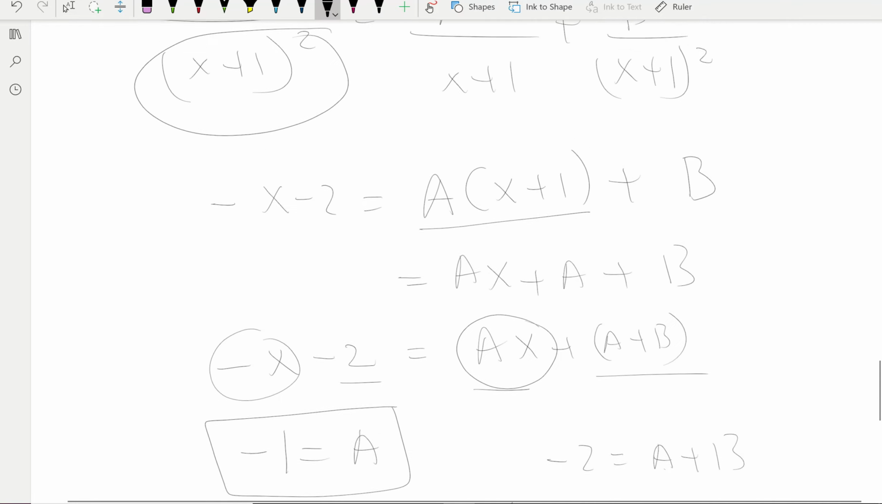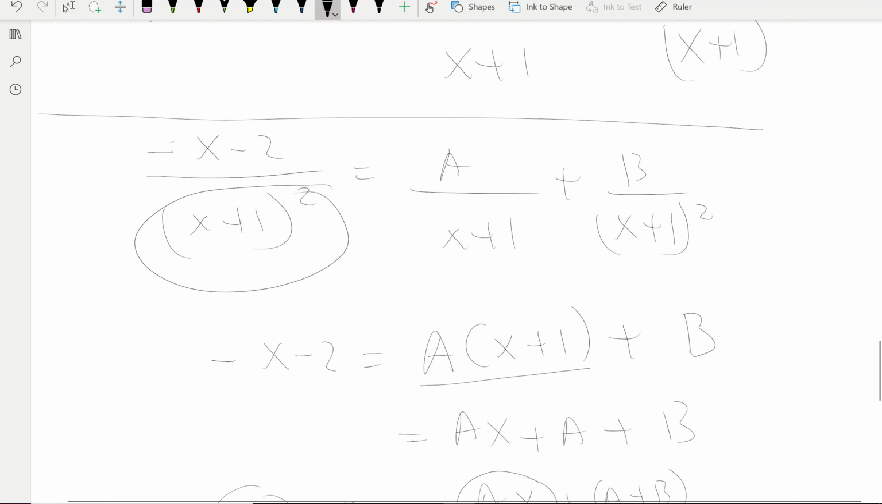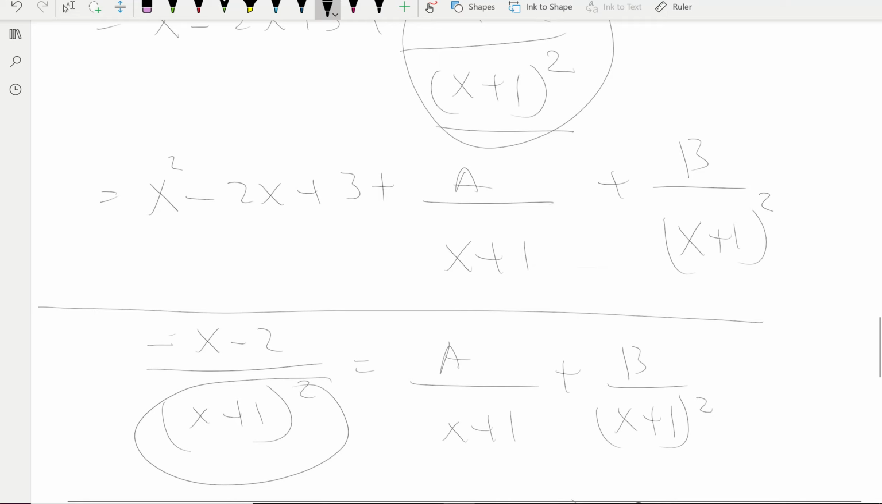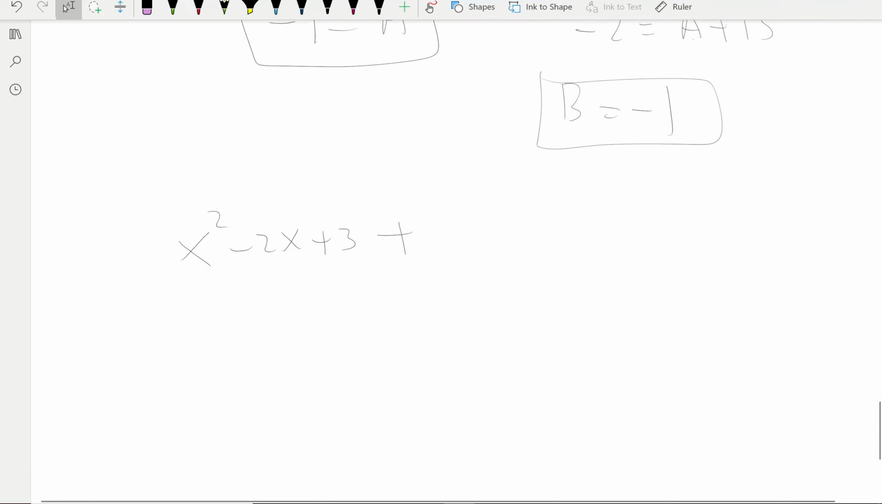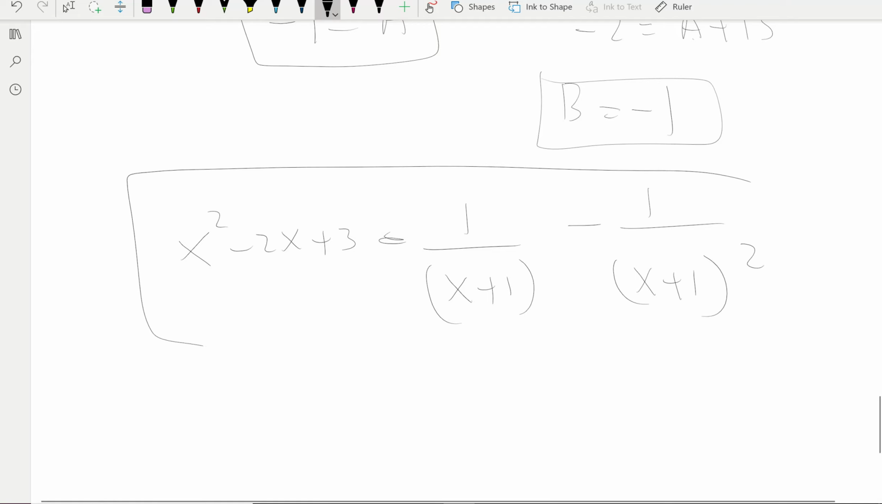Perfect. Now our decomposition is going to be, let's complete it. So x square minus 2x plus 3 plus a, what was a? Negative 1. So we can write negative 1 over x plus 1, and b is negative 1 over x plus 1 square. So this is the full decomposition.